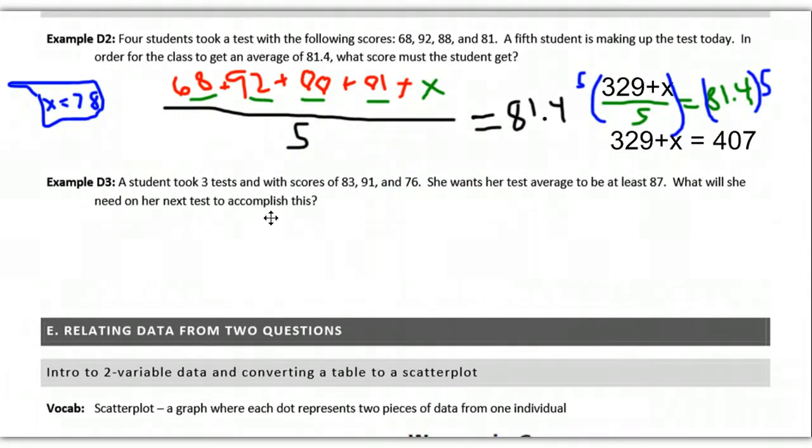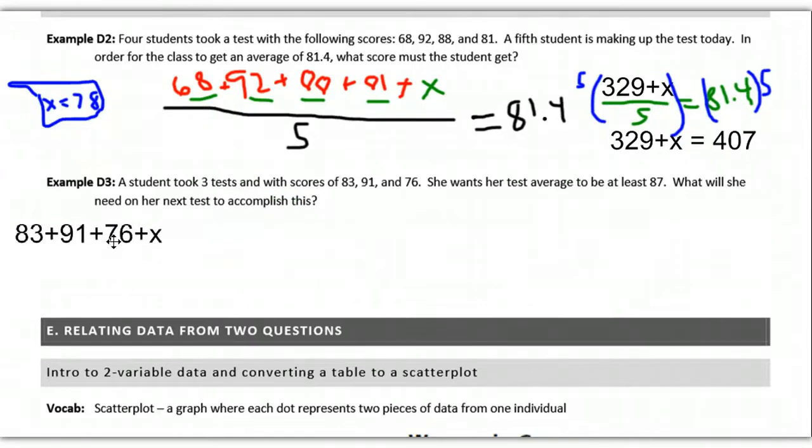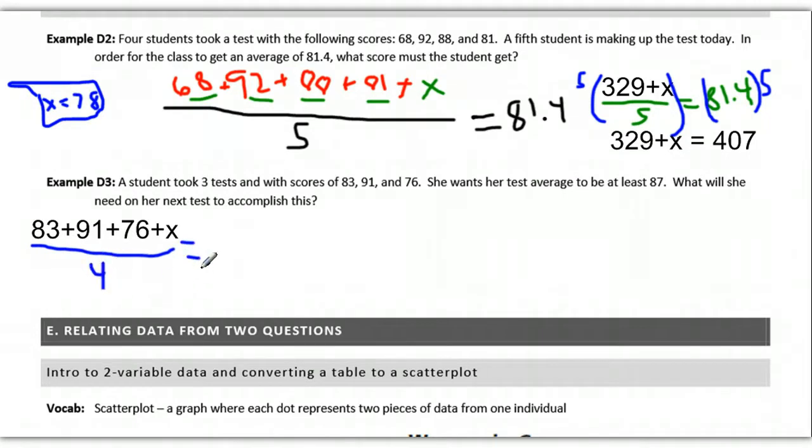Next one, a student took 3 tests with scores of 83, 91, and 76, and she wants her average to be at least 87. What is she going to need to get on her next test to do that? We're going to take the same approach as we did before. We're going to add up those 3 tests, 83 plus 91 plus 76, but we're also going to add in that mystery test, that test she didn't take yet. Take all of those and divide it by the number of tests that we now have. So instead of having 3, we now have 4. And that's going to average out to 87.